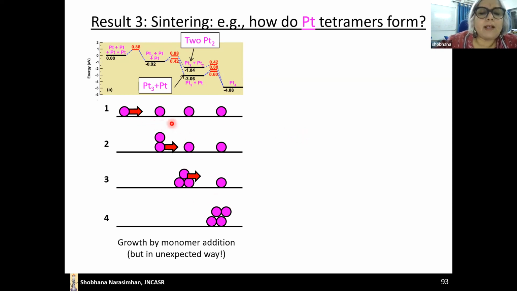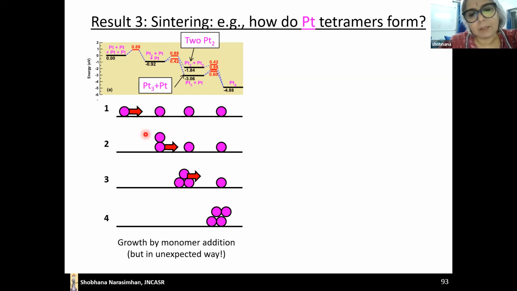So if I look at this, I have growth by monomer addition. That is, I have added 1 atom at a time, but it's in a very unexpected way because people till now always thought monomer addition means that a single atom, the monomer, diffuses and joins the larger cluster.